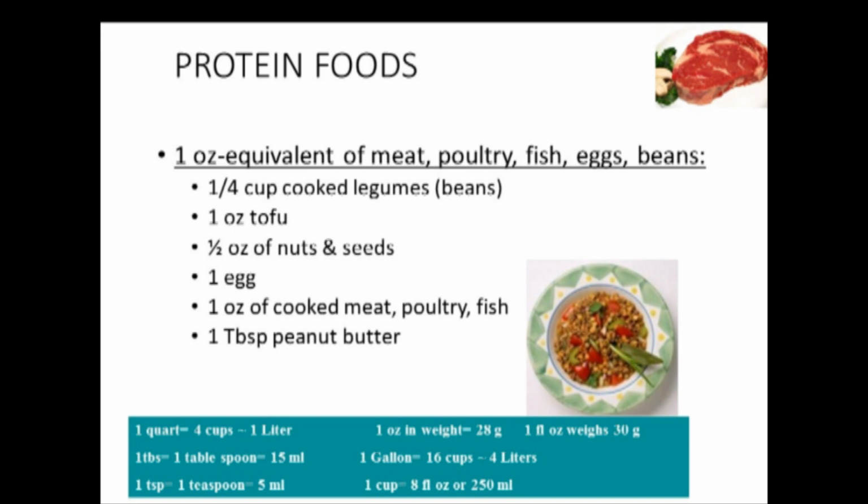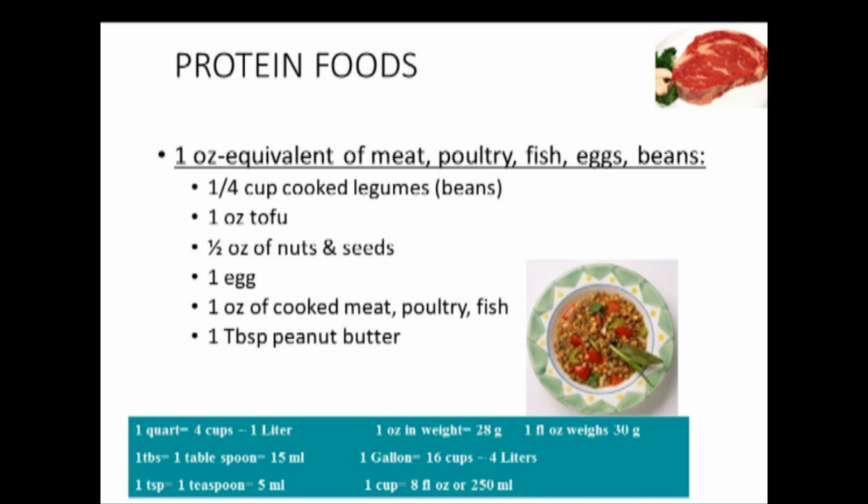Now for protein foods, well, we talk about an ounce equivalent of meat, poultry, fish, eggs, or beans. So let's take a look. Here's what I wanted you to pay attention to. 1 cup, if you remember, of legumes counts as 1 cup equivalent for vegetables, but a 1/4 cup of cooked legumes is really 1 ounce equivalent of protein. Here again, that's a 1/4 cup of legumes. So if a patient says, I've had a cup of fava beans for supper, that really is 4 ounce equivalent.